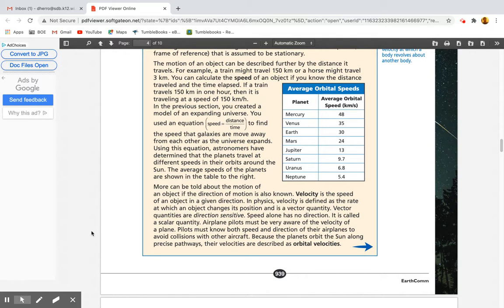Airplane pilots must be very aware of the velocity of a plane. Pilots must know both speed and direction of their airplane to avoid collisions with other aircraft. Because the planets orbit the Sun along precise pathways, their velocities are described as orbital velocities.